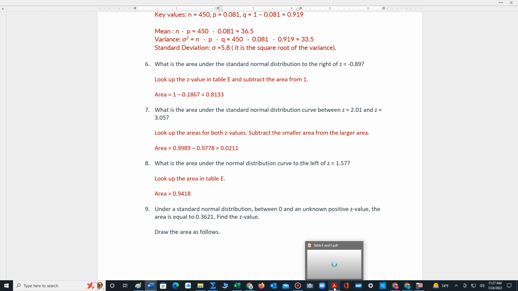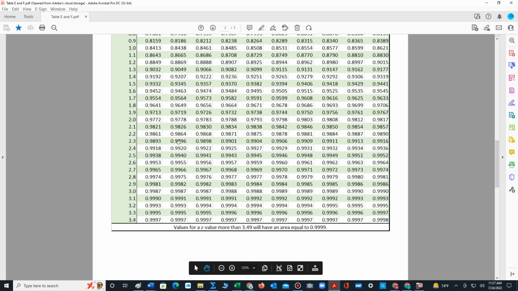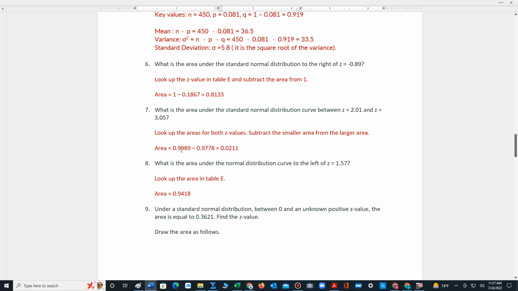So for 2.01, 2.00 and 1, 0.9778. We find the difference of these two areas to get 0.0211.